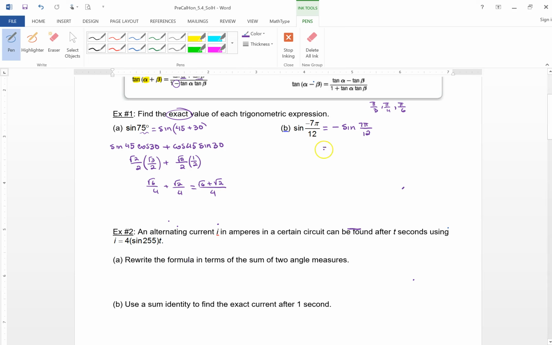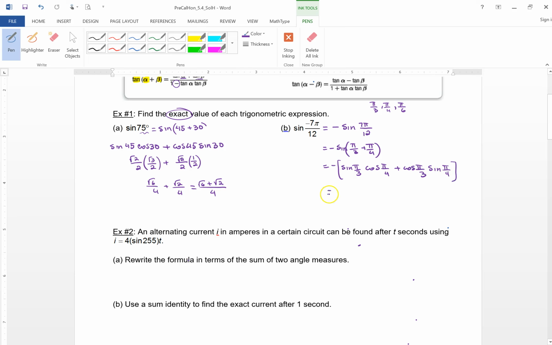So this is, no, you cannot convert to degrees. You have to do it all in radians. I have to see that work. So this is negative sine of pi over 3 plus pi over 4. Okay, so here we have, again, sine, cosine, cosine, sine, right? So it's negative sine of pi over 3, cosine of pi over 4, plus cosine of pi over 3, sine of pi over 4.